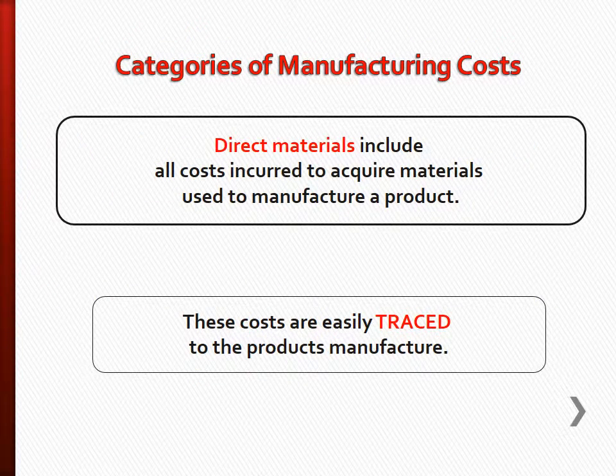Direct materials include, we've talked about this quite a bit, costs incurred to acquire materials used to manufacture a product. These costs are easily traced to the products produced, as we discussed in session number 1.